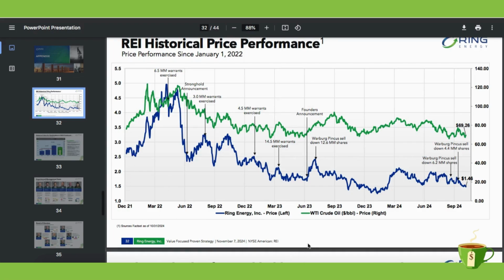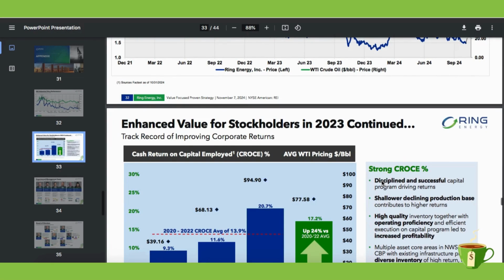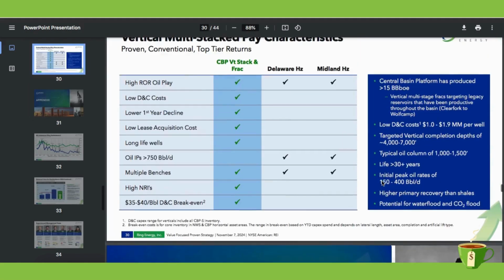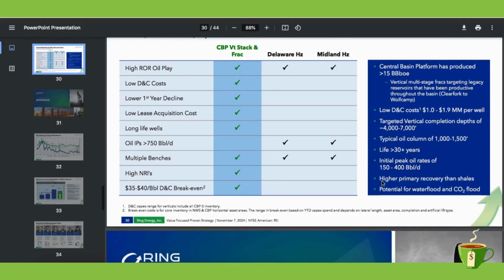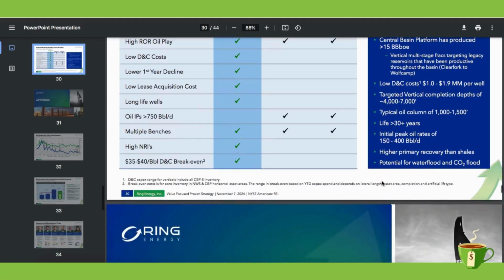Crude oil. Oh, so they put oil here. Great. And then ring here. Okay, great. So it really does track with oil. Which it does look like oil's gonna do okay this year based on the last video.